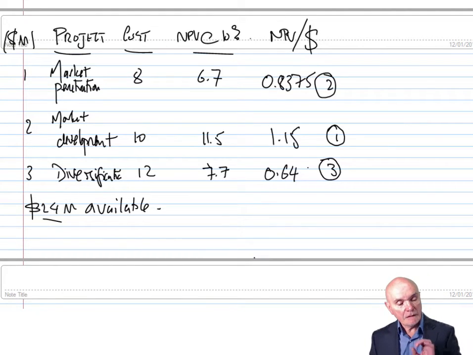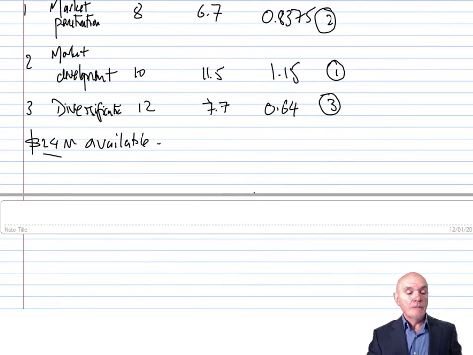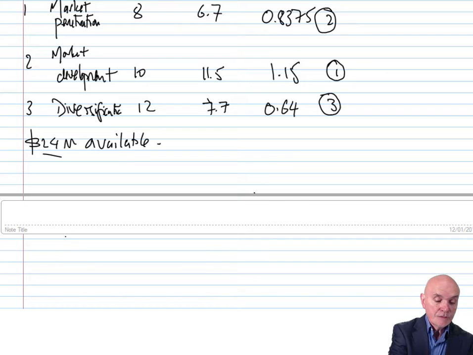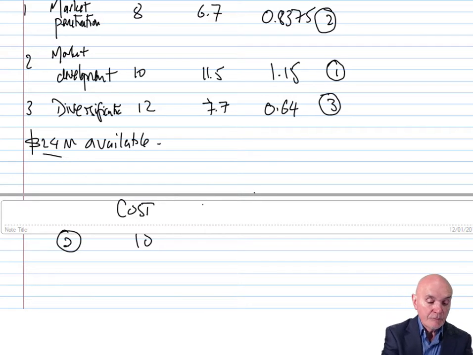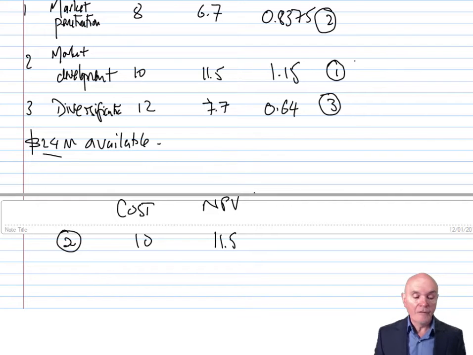So what we'll be doing is certainly make sure that we do project 2. It is the best possible use of the restricted dollars out of the 24. So we would go for project 2. This is going to use 10 million. So this is the cost, if you like, or the use that we're going to be having there. It's going to give us an NPV, because we're doing it all here, of 11.5. So that is project number 2, because it was the best one to be undertaking.